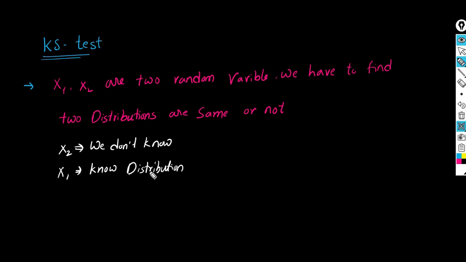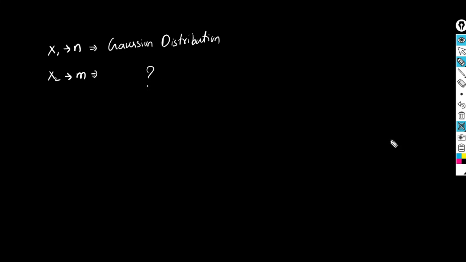Like in the QQ plot, we are going to say whether these two distributions are the same or not by using another method. Let's go deeper into this one. Let us consider x1 contains n points, and the distribution we know, let's consider a Gaussian distribution. And x2 contains m points, and we don't know the distribution. To find this distribution, we are going to use the KS test.